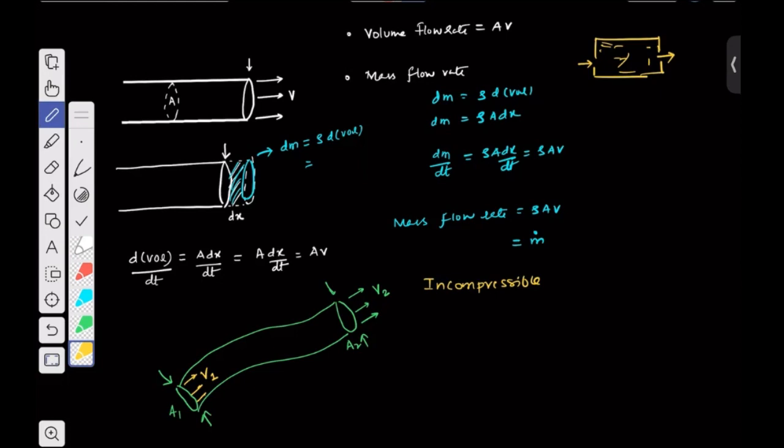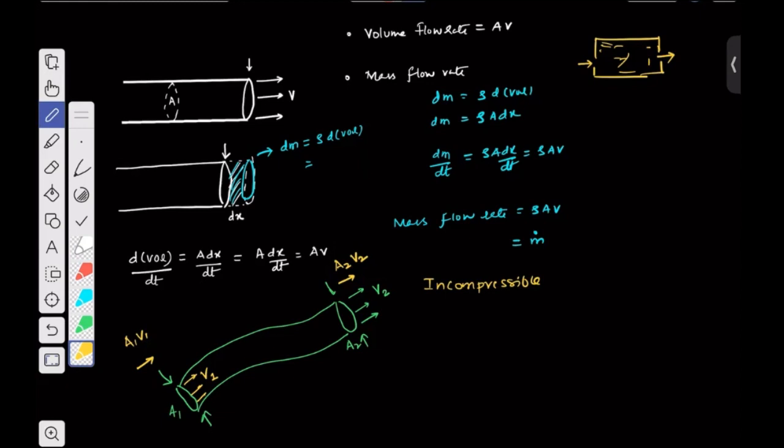So what I have is, suppose in time dt, the mass that is going to enter here, whatever will be, same must be coming out of the other end, or whatever volume enters here, same must be coming out of the other end, if the fluid is incompressible and no storage is happening. So at here, the rate at which the fluid is entering is A1 V1, and at the other end, the rate at which the fluid will be exiting will be A2 V2.